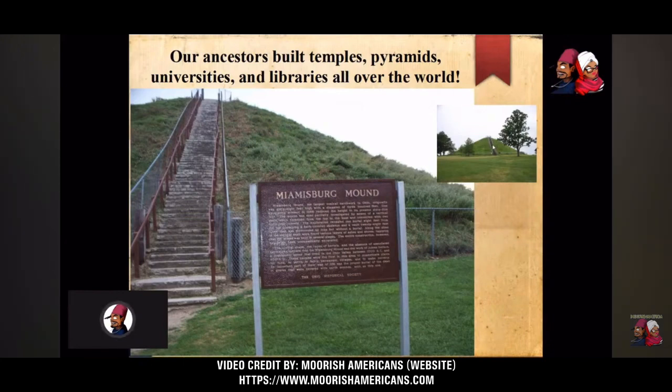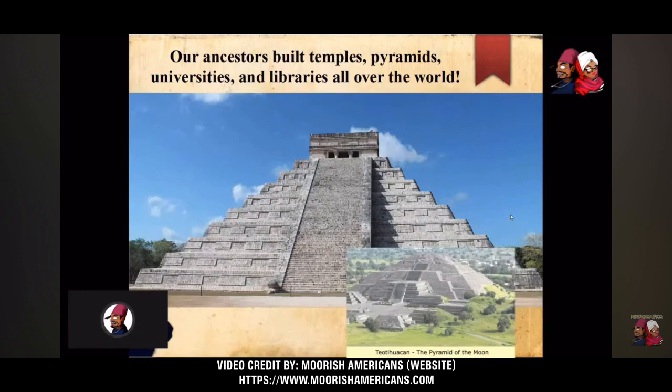Doing research on this, I found out that when the Europeans found this mound in Miamisburg, it was covered in stone slabs. It's a pyramid. It was covered in stone slabs. And so these people built these temples, these pyramids. They actually built universities, libraries all over the world. But we're focused on the Americas.